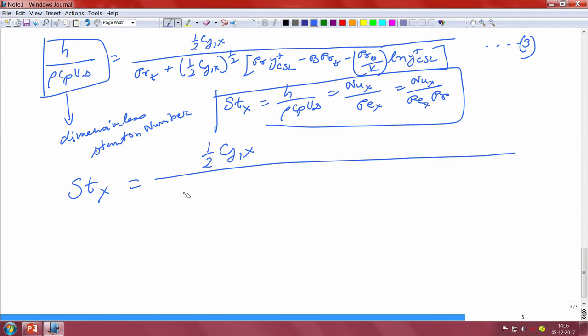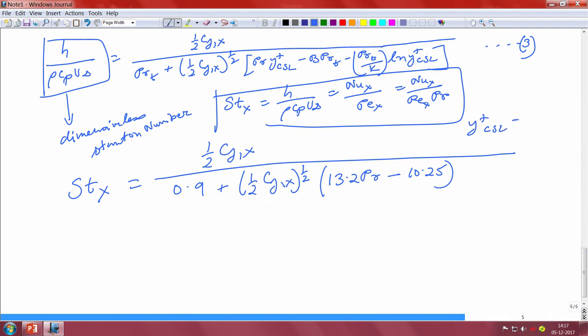So, finding those empirical constants, people have plugged in some numbers. For example, the turbulent Prandtl number is 0.9, and this is Cfx raised to the power of half. So, as you can see, 13.2 into Prandtl number minus 10.25. You can see your y plus CSL is approximately 13.2, and this constant B has usually been found to be about 5.5, something of that order.